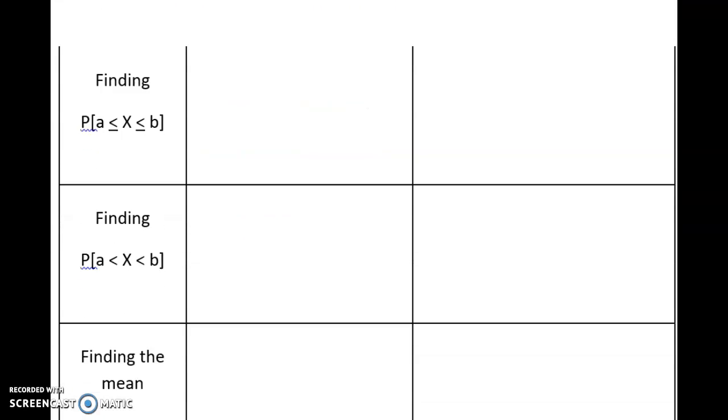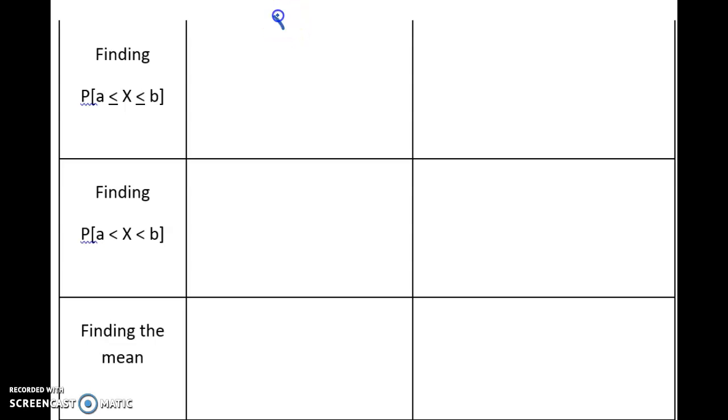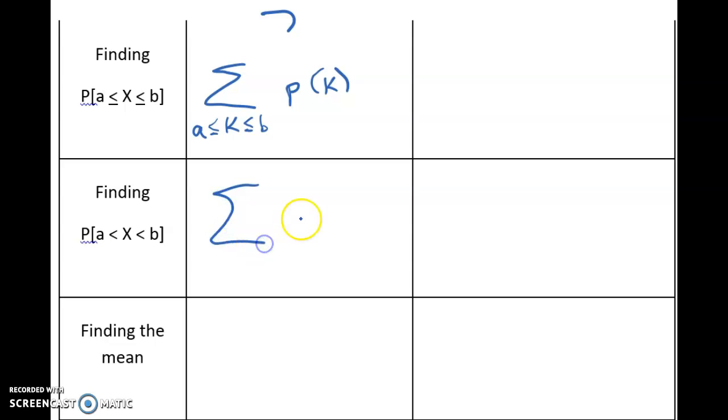Similarly, if we wanted to find, this is the discrete side, the probability that x is between a and b, we would add up. This sum symbol just means add up the p of k values for all k's that are between a and b, including a and b. And this one is just a little different, but you're just adding up the p of k values, the probability mass function values, that are between a and b.